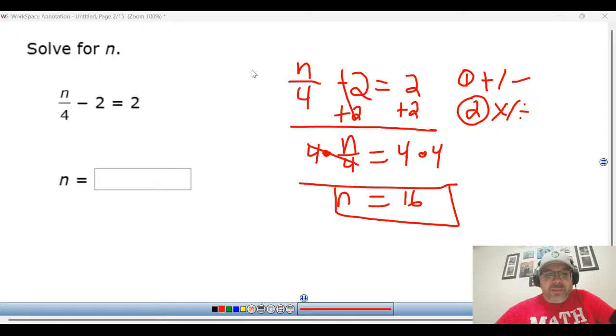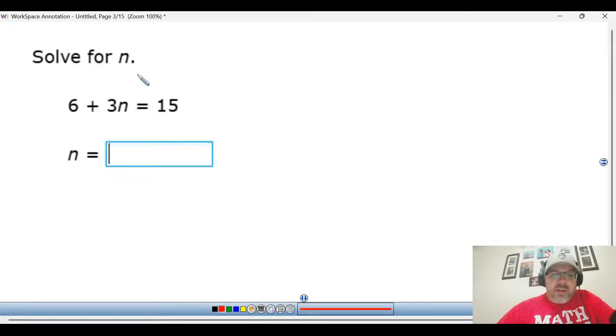All right, here we go. Number 3. This one we got solving for n. Again, we got 6 this time, plus 3 times n equals 15. All right. So once again, we got to get the n by itself. That's what we're trying to do. So we have n equals to something.